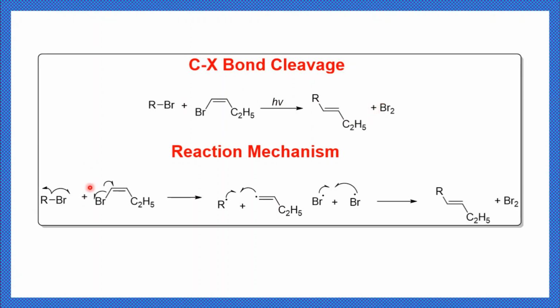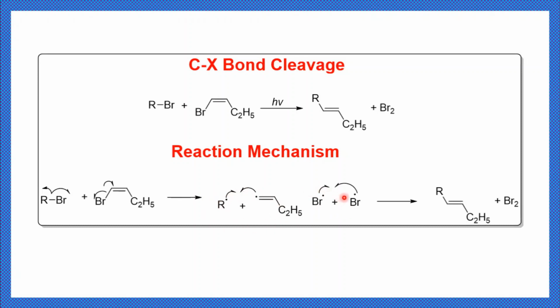And you know, this reaction mechanism is very simple. Homolysis of this R-Br bond takes place, and it generates an R radical and a bromine radical. In the same step, this vinyl bromide undergoes homolysis. It generates a bromine radical and a CH2 radical. Then this R radical, the alkyl radical, reacts with this CH2 radical, it forms the carbon-carbon double bond, and it's an intermolecular carbon-carbon bond formation.